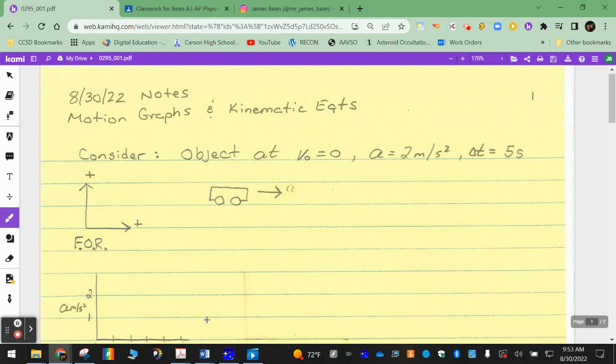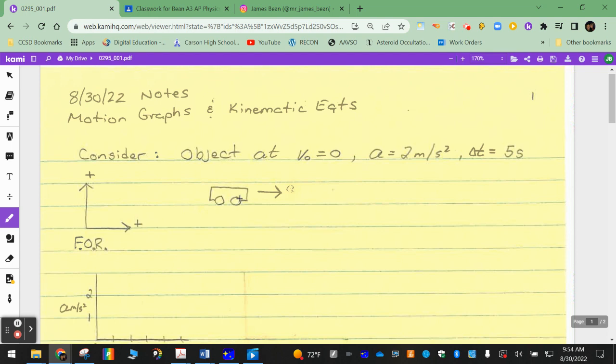We're with the A3 class and we'll be discussing motion graphs and kinematic equations. All right, so when we start here, we have an object. We're going to consider an object that's moving to the right, and over here is our frame of reference. So FOR is our frame of reference where things going to the right are positive and things going up are positive.